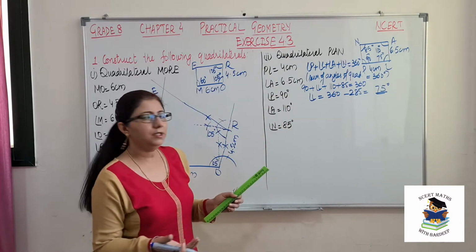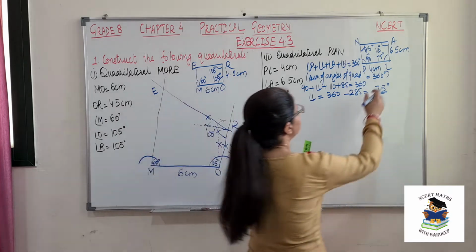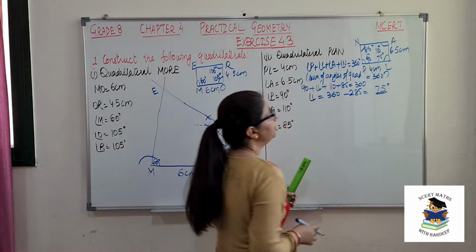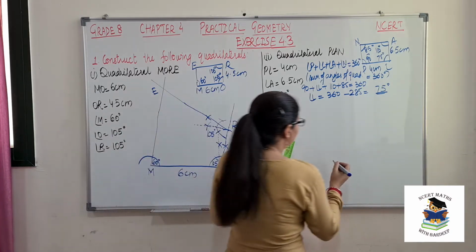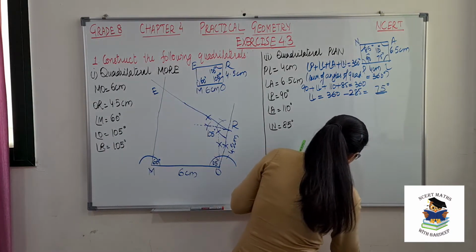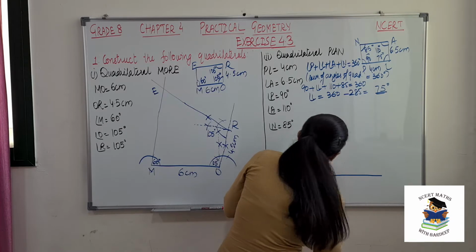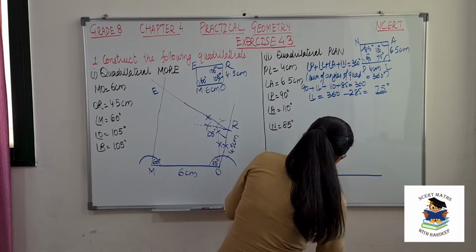So now we will take any line as base. Again, as I have told you, I will take the bigger length. So 6.5 I will draw here. Draw a line segment of 6.5 centimeter and name it as AL.